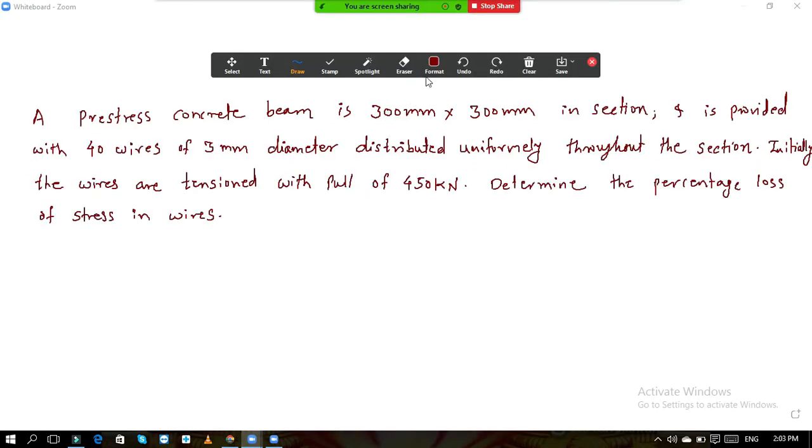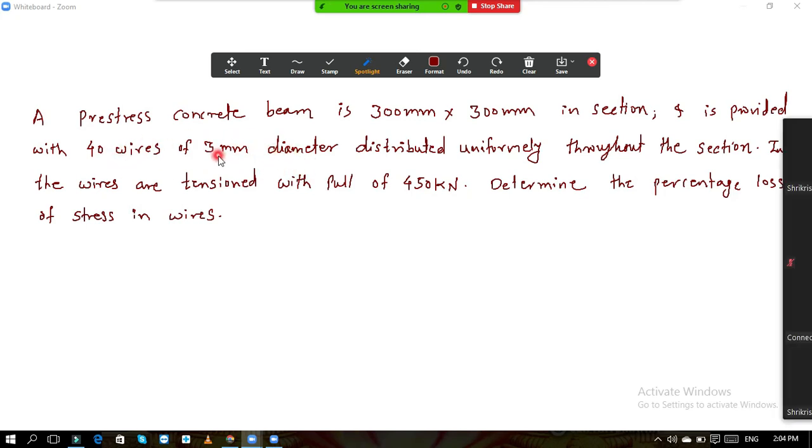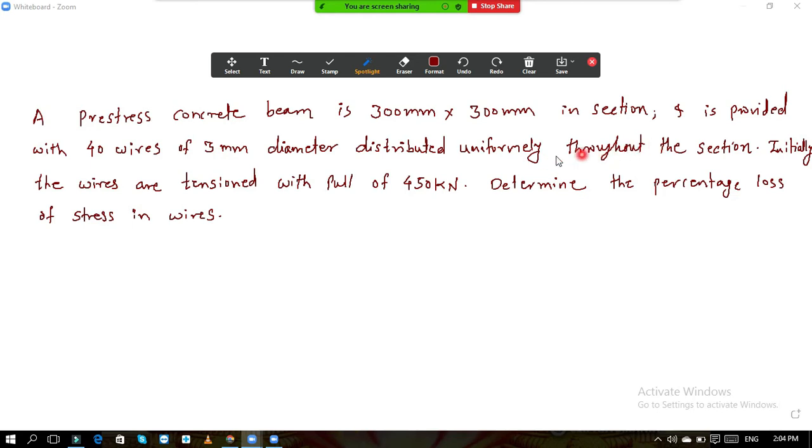For the given numerical, I will read it once again. A prestressed concrete beam 300 mm by 300 mm, so the size is known to you, is provided with 40 wires of 3 mm diameter. So the area of steel is also known to you. Now, uniformly distributed throughout the section, so these cables are uniformly distributed. Initially the wires are tensioned with a pull of 450 kN. Determine the percentage loss of stress in the wire.